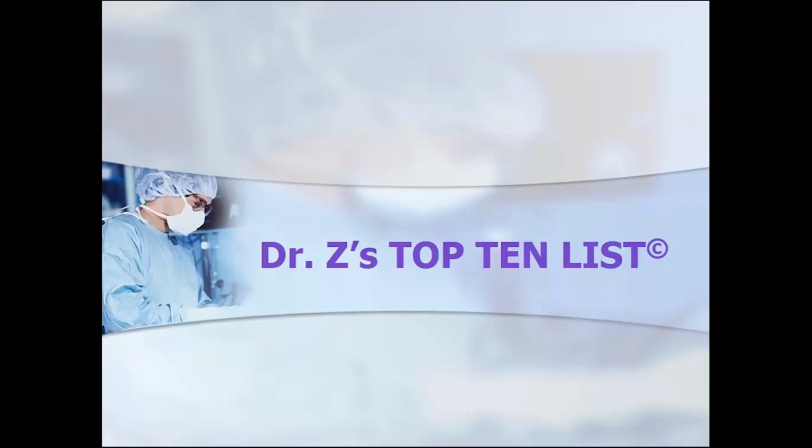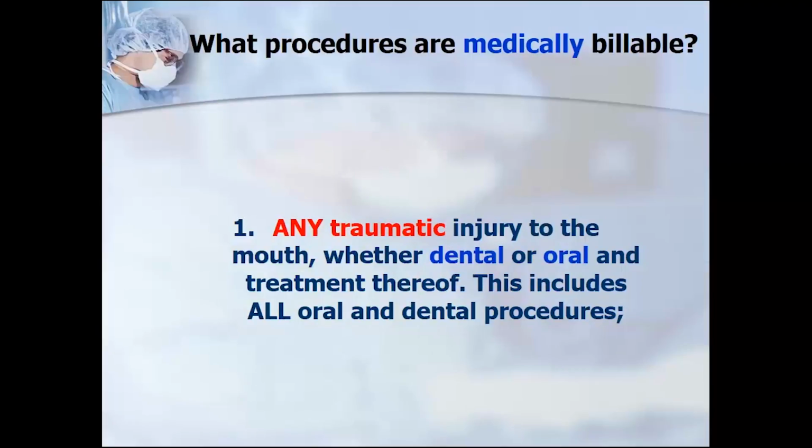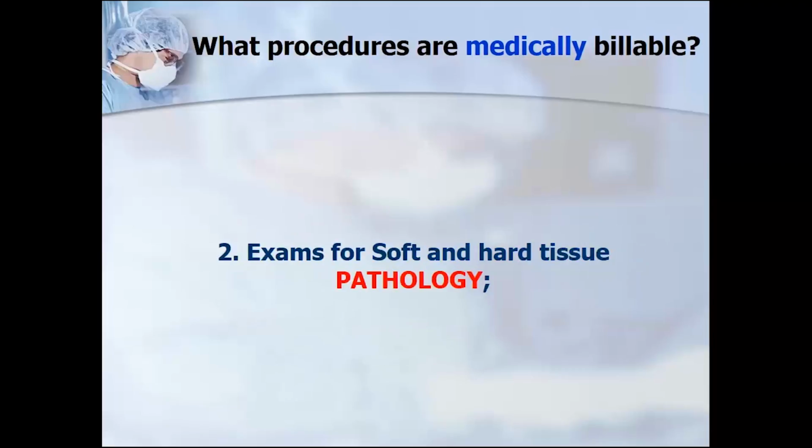We've got Dr. Z's top 10 list that I compiled from my experiences as a dentist and as a consultant working with commercial and government programs. The first is any traumatic injury to the mouth, whether dental or oral, and now you know the difference between the two, and treatment thereof. This includes all oral and dental procedures. Second category, exams for soft and hard tissue pathology.